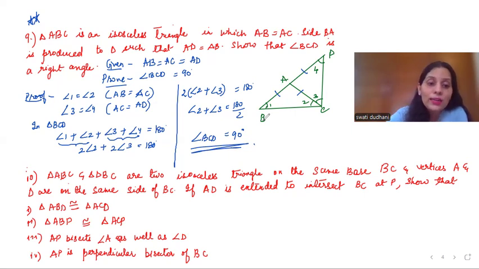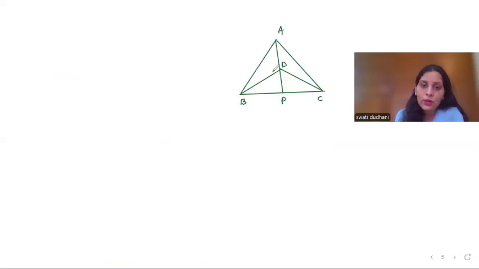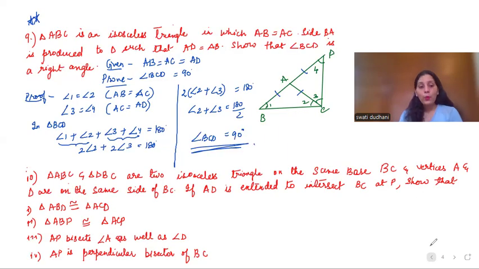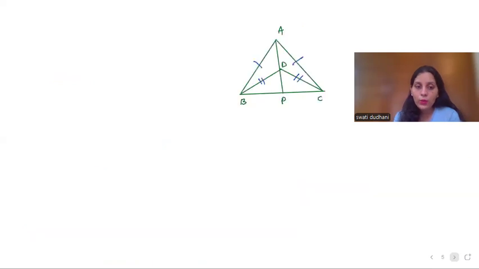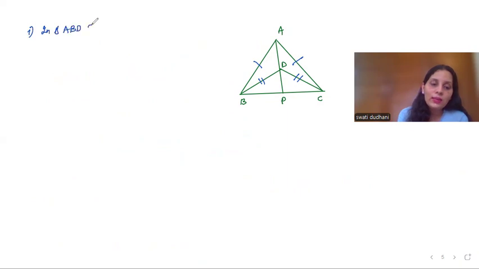Triangles ABC and DBC are two isosceles triangles on the same base BC. So ABC is isosceles, so AB is equal to AC, and DBC is isosceles, so DB is equal to DC. Now, the vertices are on the same side. If AD is extended to intersect BC at P, show that triangle ABD is congruent to triangle ACD. So I will write, in triangle ABD and ACD, this triangle and this triangle.